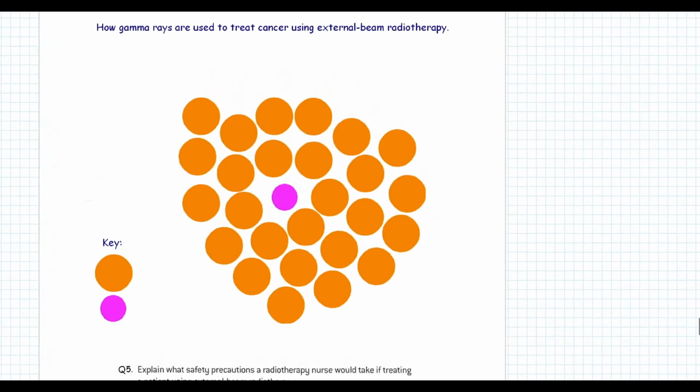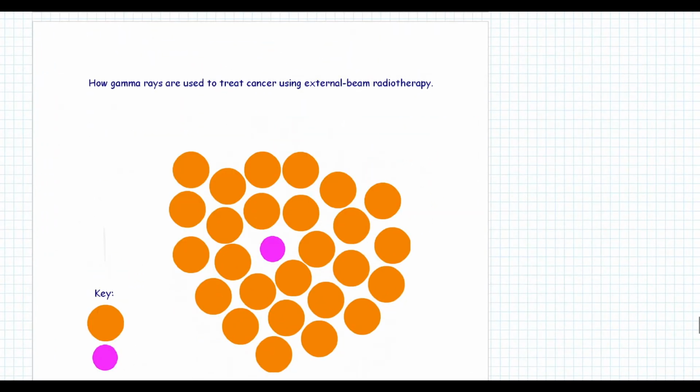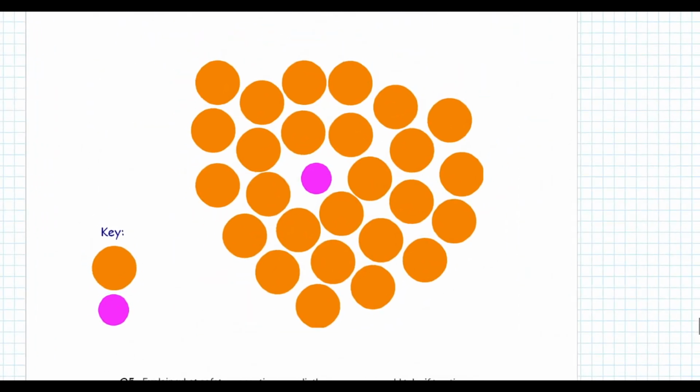What I'd like you to do now is just complete this diagram on page 54, and to do it by first of all showing the key. This is representing the gamma emitter. So this is what's going to produce the radiotherapy, and it's going to kill off the cancerous cells. So these big orange circles are representing cancerous cells.